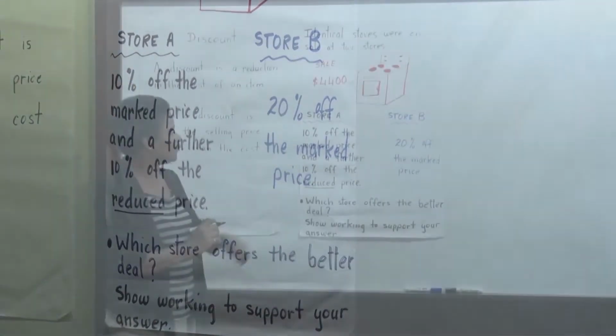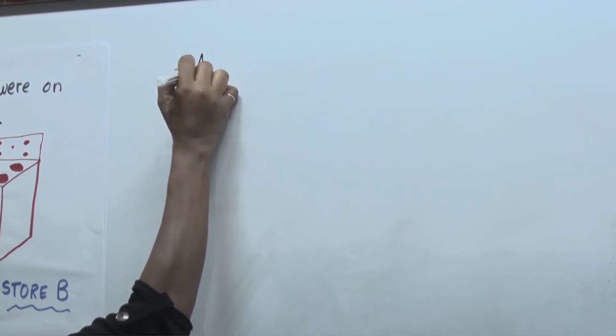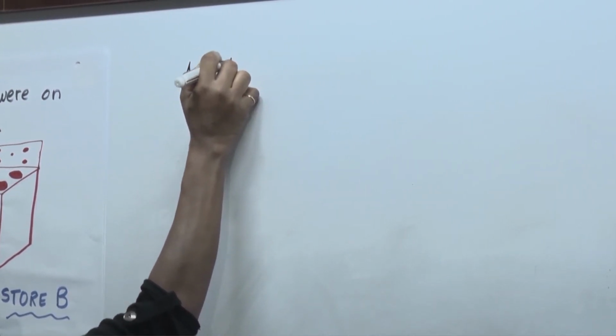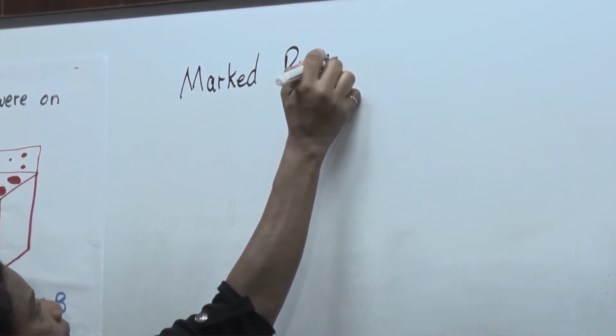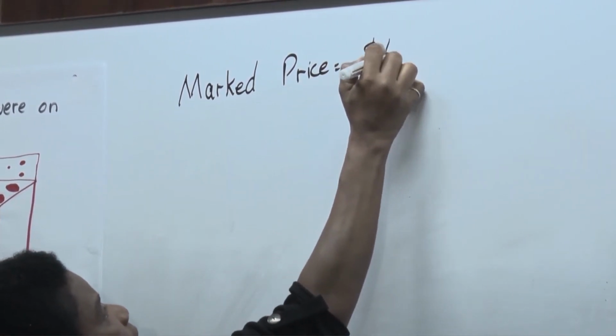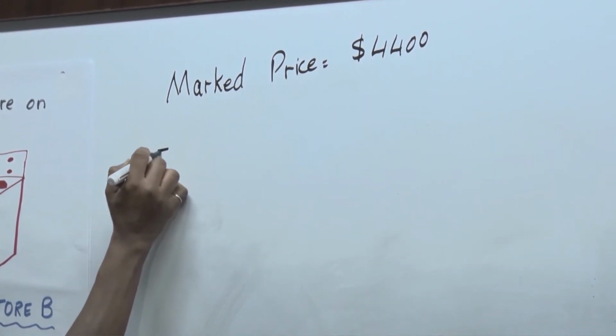So let's start at store A. Yes, the marked price of the stove is $4,400. Let's put that down. The marked price is $4,400. We're going to start with store A. So store A.